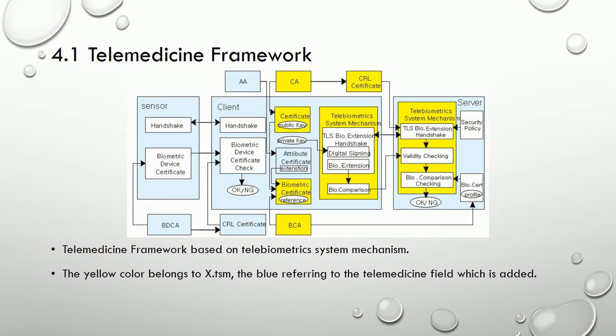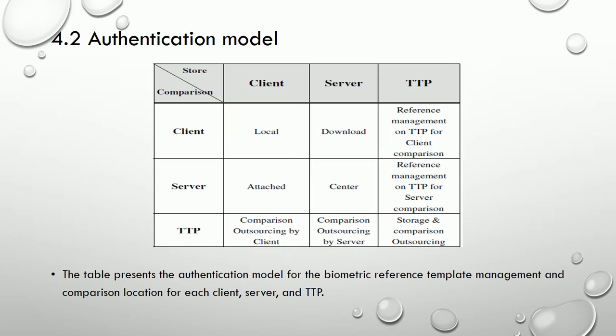As we can see in the picture, the sensor sends to the client, and the client sends a request to the server, and the server will give a feedback to the client and back to the sensor. And then it shows the authentication model. Here the table presents the authentication model for the biometric reference, the template management, and comparison location for each client, server, and TTP.